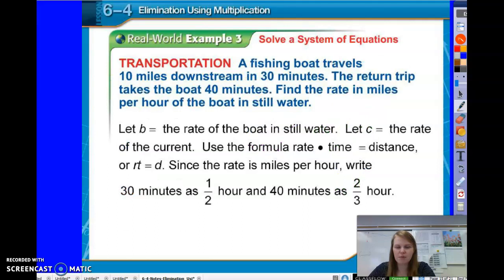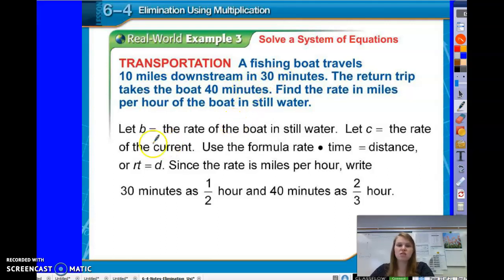Alright, let's look at a word problem. Lots of info. Fishing boat travels 10 miles downstream in 30 minutes. Return trip, which would also be 10 miles, right? 10 miles coming back took 40 minutes. We need to find the rate, or find the speed in miles per hour. Oh, it says find the rate in miles per hour of the boat in still water, because obviously if it took more time coming back, they must have been going upstream against a current, so that means the current was probably helping them along the way there, and then slowing them down on the way back.